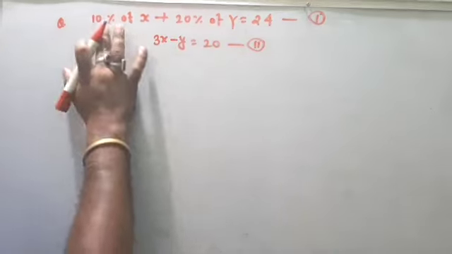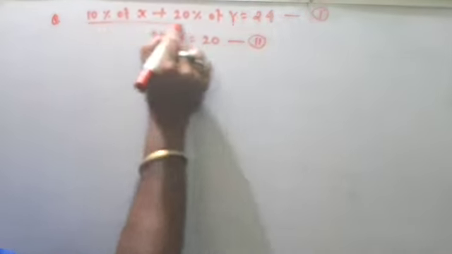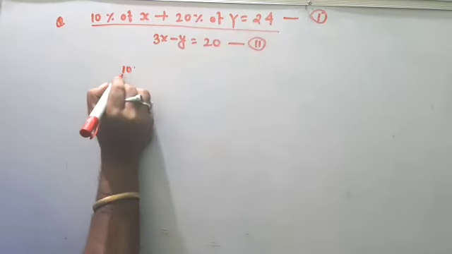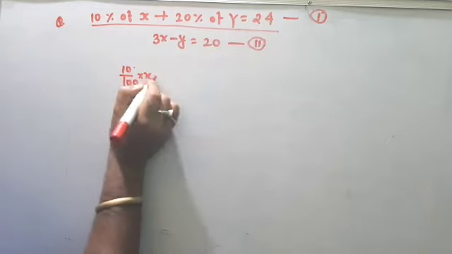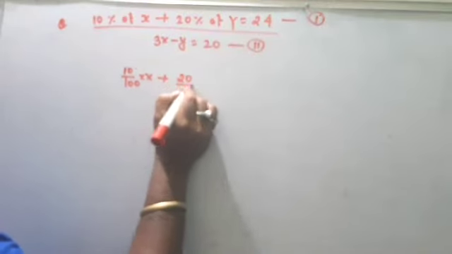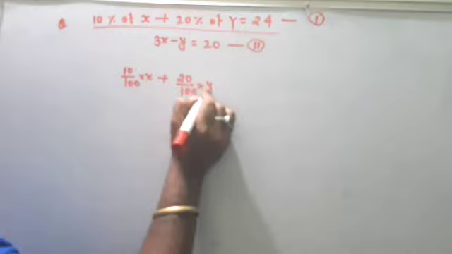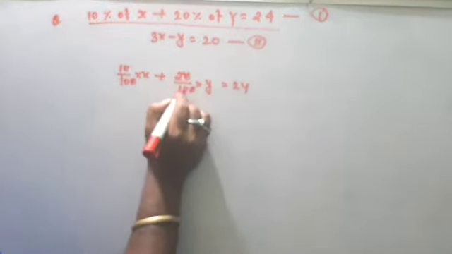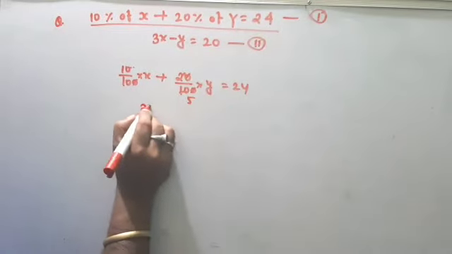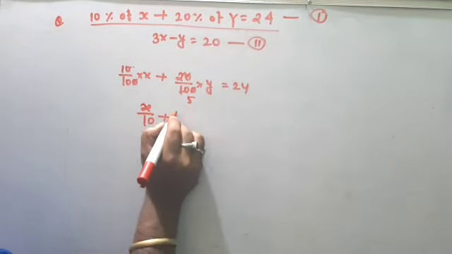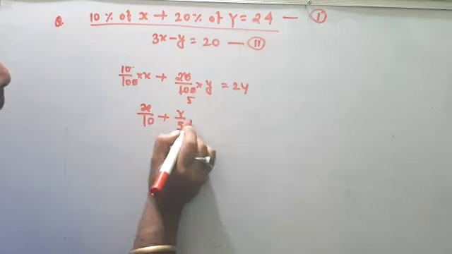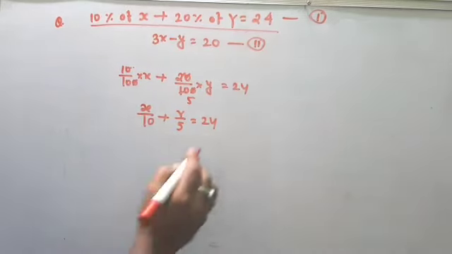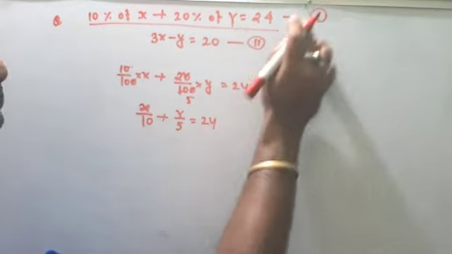So first you clear your equation 1. You have to make it in a simpler form. So 10% of x is 10 by 100 into x plus 20% of y means 20 by 100 into y is equal to 24. So here the zeros cut, and here the zeros cut, 2 and 5. So this one looks like this: x by 10 plus y by 5 is equal to 24. So this is your equation 1.